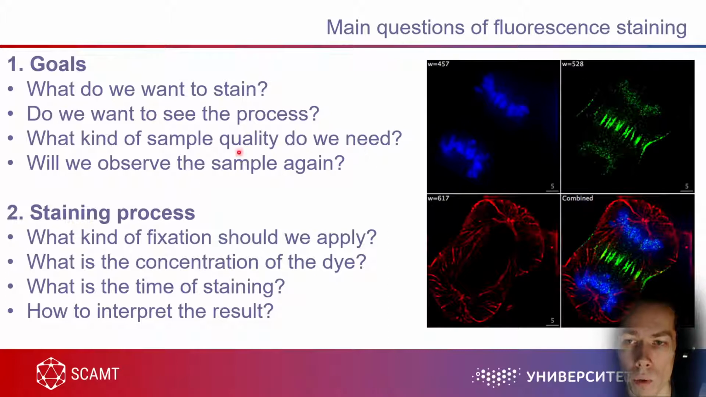And what kind of sample quality do we need? The next question: will we observe the sample again? Because it's an important question. Do we need to fix a cell with different fixing solutions? Do we want to observe the sample again? So do we need to seal it, to store it, seal it with some preservation agents and so on? It's a question about the quality of the sample. So very good glasses, very good coverslips, and so on. Or we just need to observe this in routine practice, so just observe and throw it in the trash. And these are important questions after all.